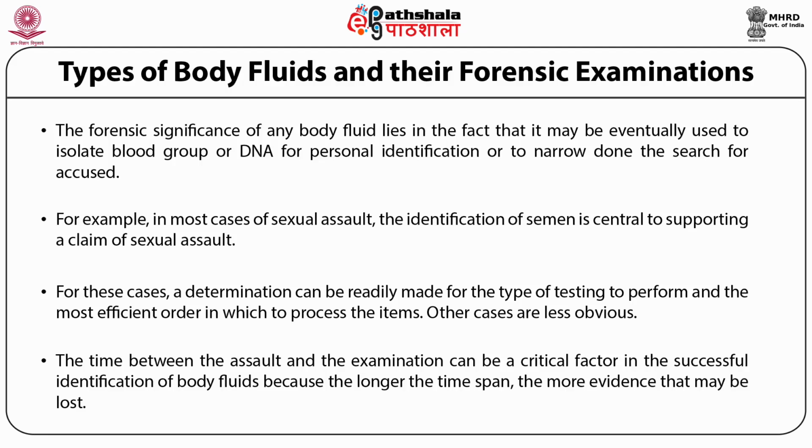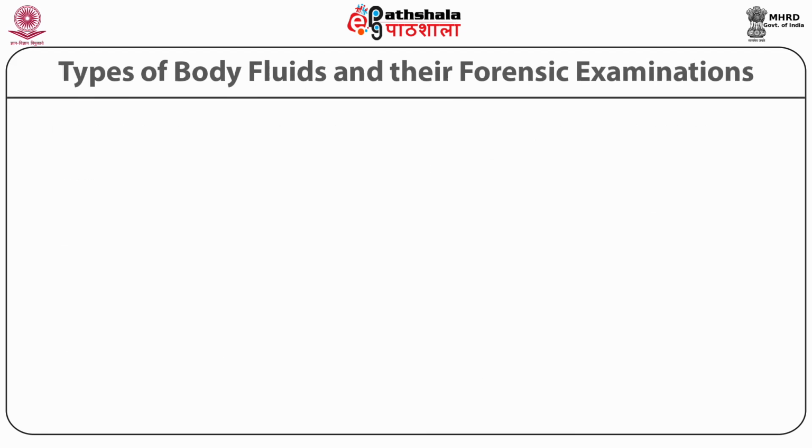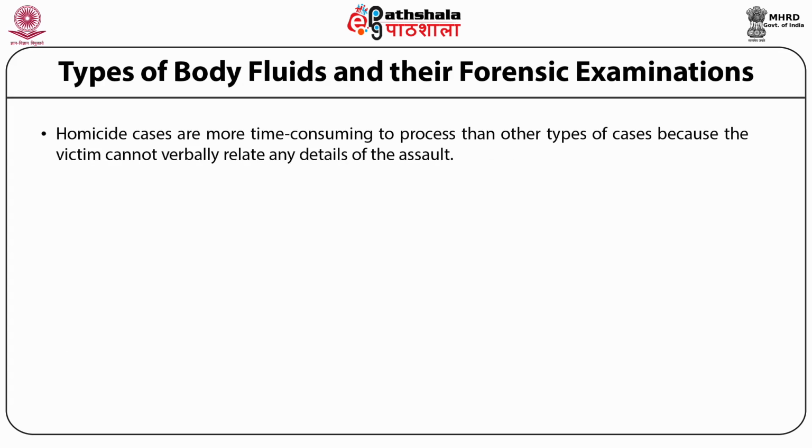In any forensic case, the order of analysis for each test should be planned in advance to lessen the chance of losing evidence for the next test. Homicide cases are more time consuming to process than other types of cases where the victim cannot verbally relate any details of the assault. Homicides generally involve many items of evidence that must be analyzed because a determination cannot always be made regarding which evidence has the most value.